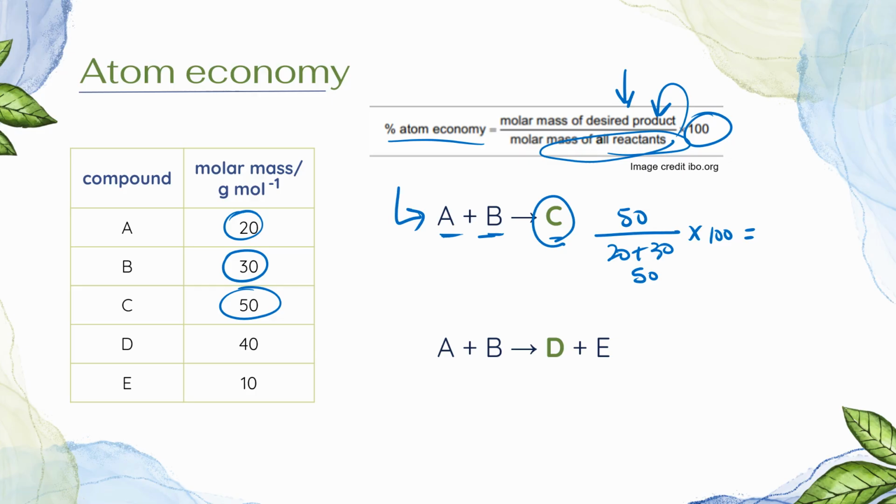So now I have 50 divided by 50. That's equal to 1. 1 times 100 is 100%. That means that 100% of the masses of my reactants ended up in my product. We don't have any waste.